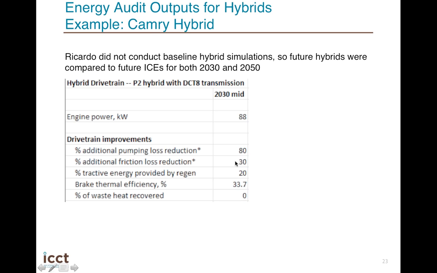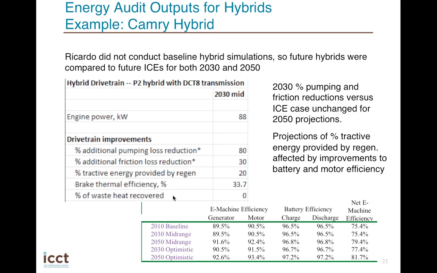There was an additional 30% reduction in friction losses, and there was a 20% tractive energy provided by the regenerative braking system. So when you put these together, it raised the brake thermal efficiency to 33.7%. But these three numbers are basically all we did for 2030 as far as assessing the hybrid efficiency compared to the ICE. There is a percent of waste heat recovered, which we use after 2030, and I have another slide later that will show that.